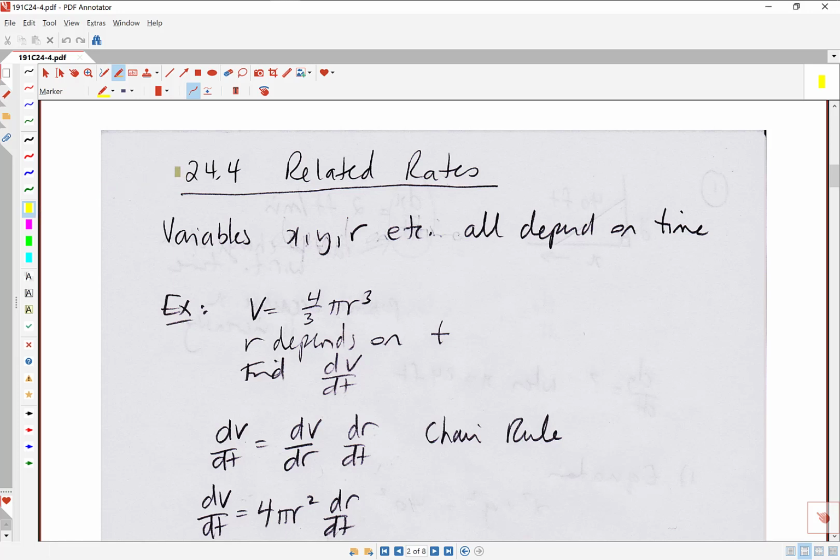In this video, we're going to talk about related rates. The context here is that all the variables that we see, like x, y, r, etc., will all depend on time. And that's something that's important to keep in mind when we're taking derivatives. So we're going to do a couple of quick warm-up problems just around taking derivatives, and then we'll get into some typical application problems.